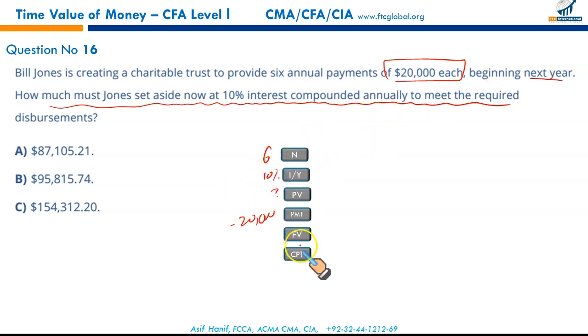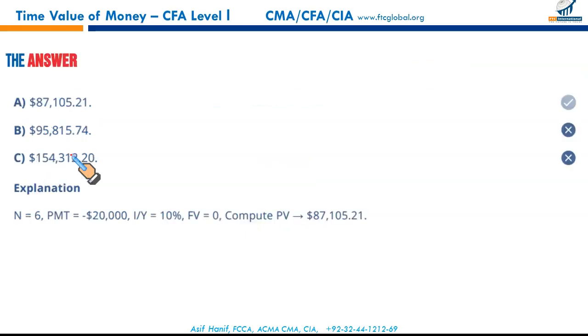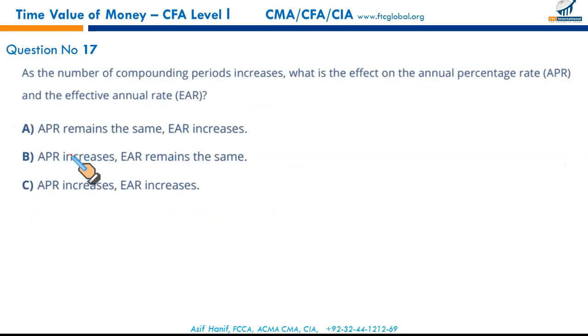You just have to calculate, with future value 0, what should be the present value, what you should invest now. Simply enter these in your calculator, 6 and 10%, negative 20,000 for PMT, and simply press CPT PV. You will get your result. I'm sure you would have got your result, and very good. All of you got it correct. That's A. Moving on.